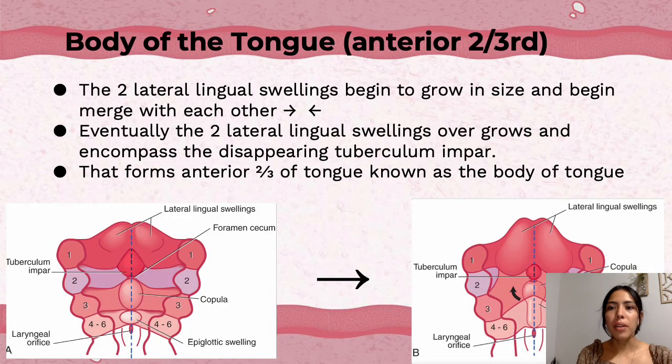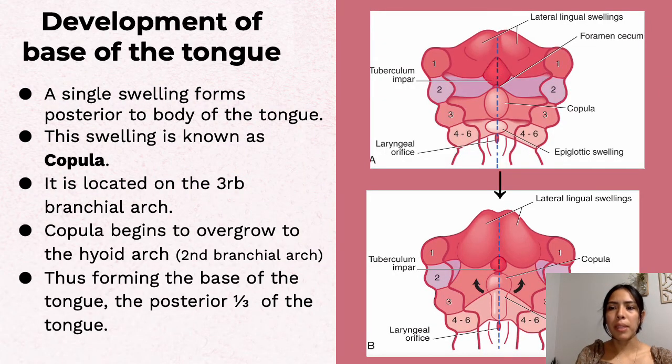As the two lateral lingual swellings increase in size, they eventually merge and encompass the disappearing tuberculum impar, as shown in the picture. This merging leads to the formation of the anterior 2/3 of the tongue, also known as the body of the tongue. Next, the development of the base of the tongue begins with the swellings located immediately posterior to the anterior swelling, known as the copula. They are located at the 3rd branchial arch. Eventually, they grow and overgrow the 2nd branchial arch, or the hyoid arch. This process forms the posterior 1/3 of the tongue, or the base of the tongue.